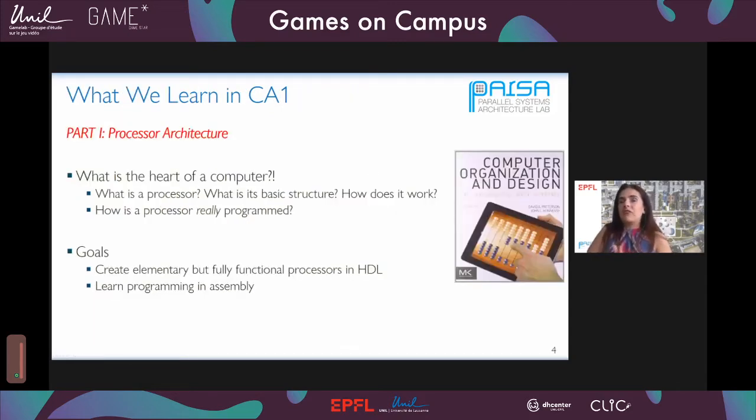The curriculum itself is based on some chapters from a famous computer organization and design book by David Patterson and John Hennessy. The course is organized essentially in three main parts. In the first part, we have students discover what is the heart of a computer. What is a processor? What is its basic structure? How does it work? And how is it really programmed? The goals of this first part are to have students create an elementary but fully functional processor using a hardware design language. Another goal is to have them learn programming in assembly.